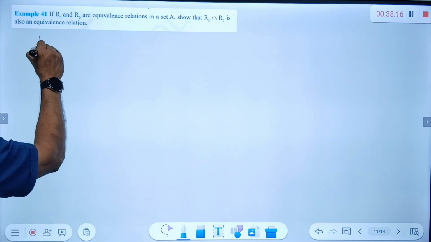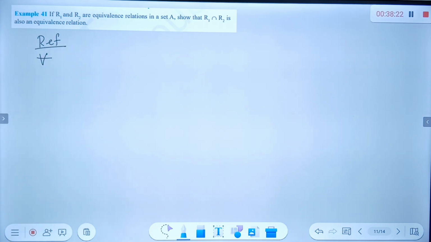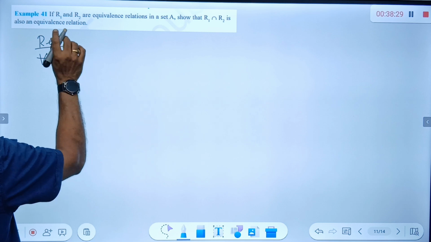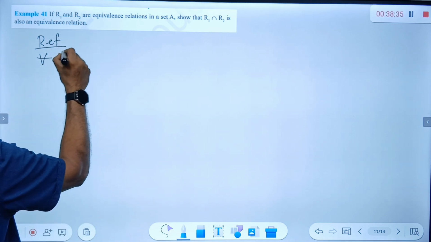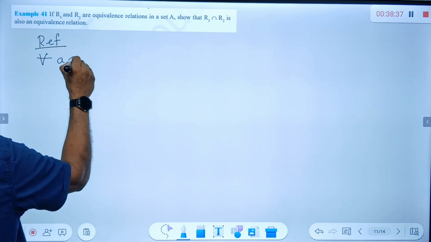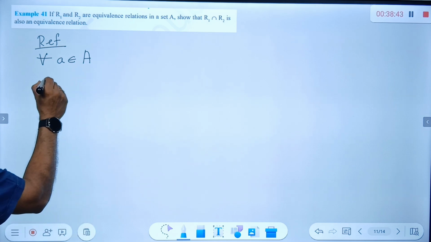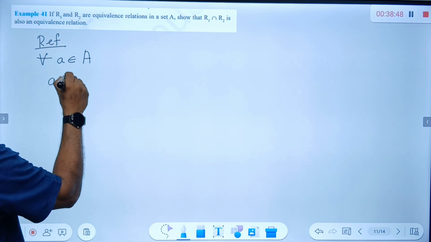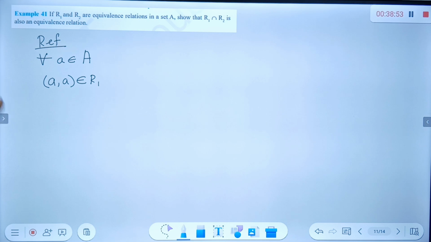So let's talk about reflexive. R1 and R2 are equivalence relations on a set A. For every a belonging to set A, I have to prove that (a, a) definitely belongs to R1. Why? Because R1 is reflexive.